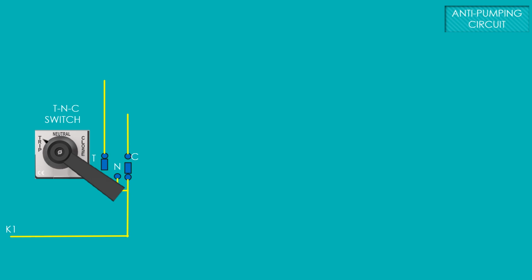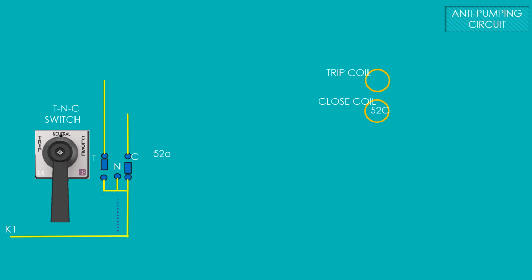Similarly, a tripping command is given to trip the circuit breaker. The tripping impulse is generated in this direction. Now the tripping pulse is withdrawn by shifting the TNC switch handle to the neutral position.